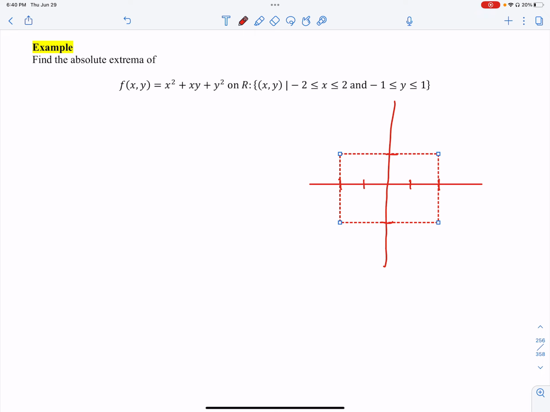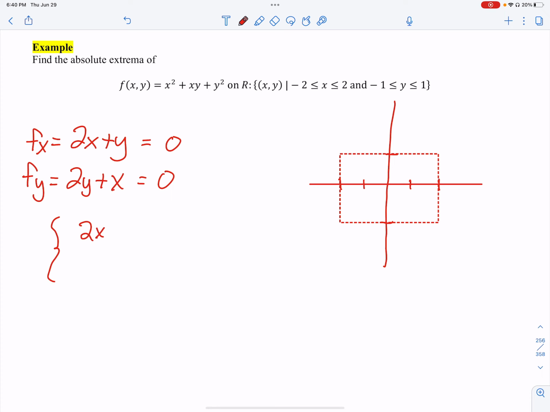Okay, so the first thing we're going to do is we treat it like a normal extrema problem. Okay, let's do that. So I need to find my x partial. So I got 2x plus y. And then I got to find my y partial, which is going to be 2y plus x. We're going to set those equal to 0 to create a system. Okay, so I'm going to write down my system here. I got 2x plus y equals 0. I also got x plus 2y equals 0.